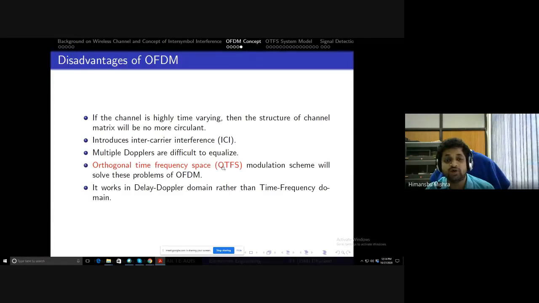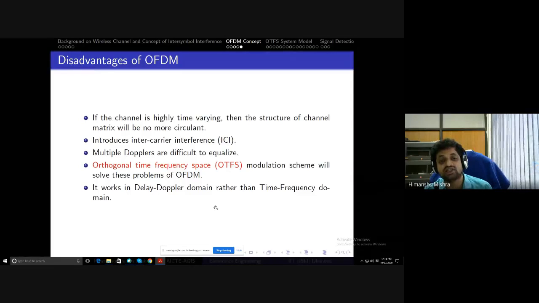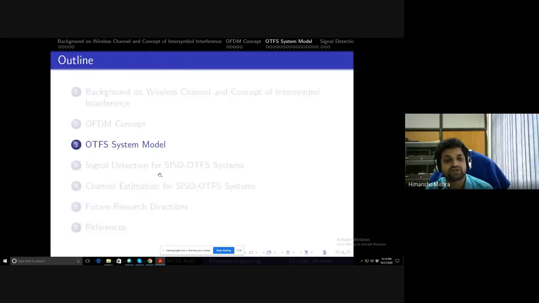One interesting point is, this OTFS will work in the delay Doppler domain. It will not work in the time frequency domain. Even this OFDM, whatever we are taking, all these things are in the time frequency domain. That means you can represent the signals in time domain and frequency domain. But here, it will work in the delay Doppler domain.